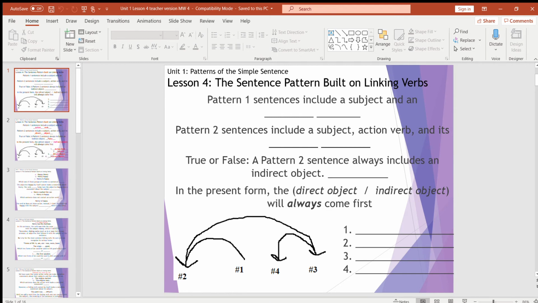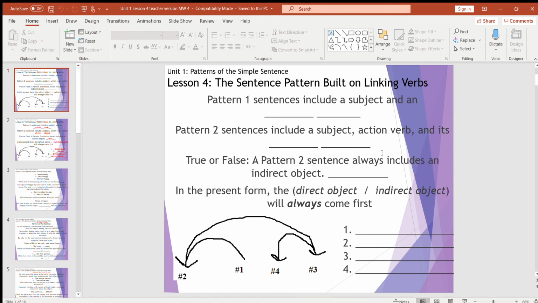Let's do some review. A pattern 1 sentence includes the subject and then what? If the subject part is the noun part, then the predicate part needs to have a verb, but specifically what kind of verb? An action verb. Always an action verb. Pattern 2 sentences also have a subject and an action verb, but they have that little extra information. Do you remember what that's called that completes the sentence? It is a DO, direct object.